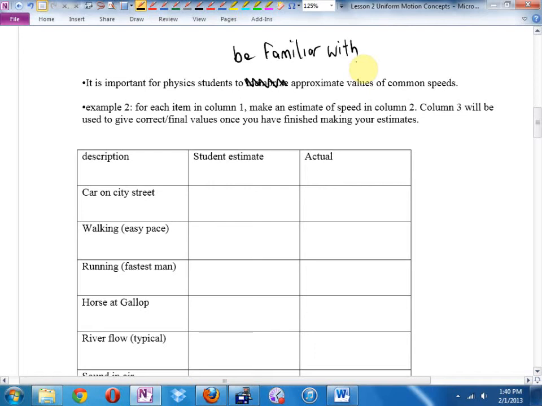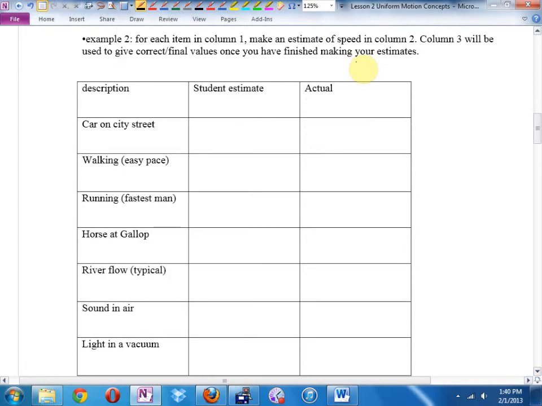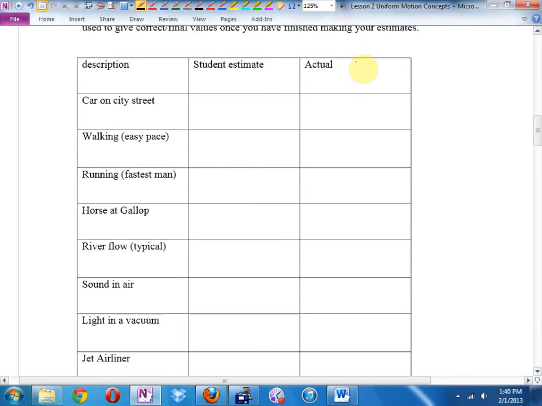So we're going to start out with a guess, and then I'm going to tell you what the actual answer is. Take your best guess for how fast, a speed you think for a car on a city street. Write it on your own. Write down your best guess for walking, and I'm going to give you a hint. Walking, try answering it in meters per second. Take your best guess for what you think a running speed is. Try answering that in meters per second.